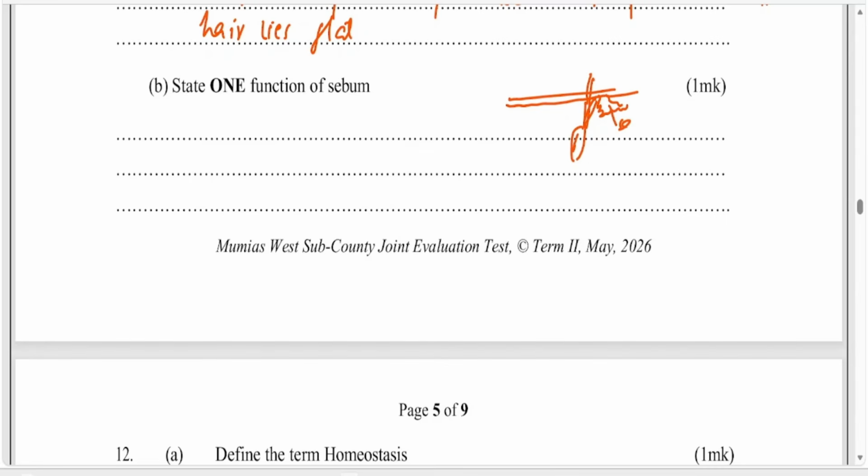The sebaceous gland. Sebaceous gland is the gland that secretes sebum. And sebum has two major functions. And one of the functions, it makes the skin supple, or it moistens the skin.